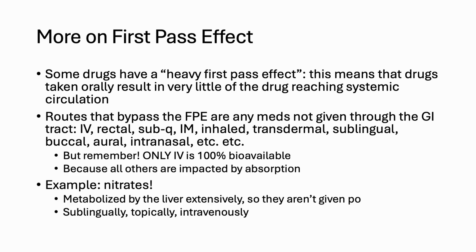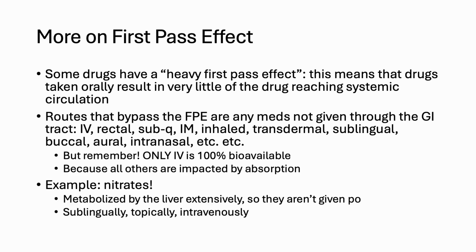Some drugs have such a heavy first pass effect that you cannot even give them PO because they won't have any effect on the body. So an example of that is nitrates. You have probably heard about nitroglycerin. It's a cardiac medication. It's a coronary artery vasodilator and also a venous vasodilator. Nitrates are metabolized by the liver so extensively that they won't work if you were to give them PO.